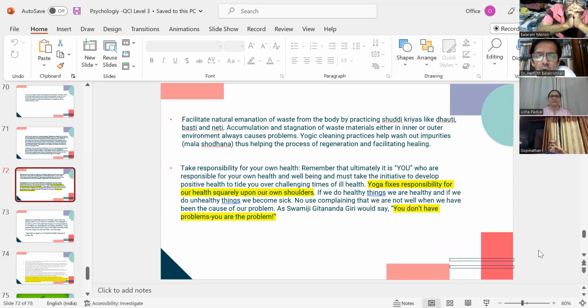Take responsibility for your own health. Remember that ultimately it is you who are responsible for your own health and well-being, and you must take the initiative to develop positive health to tide over your challenging times of health. Yoga fixes responsibility for our health squarely upon our shoulders. If we do healthy things, we are healthy, and if we do unhealthy things, we become sick. No use in complaining that we are not well when we have been the cause of our problem. As Swami Gitananda Giri says, would you say you don't have a problem? You are the problem.